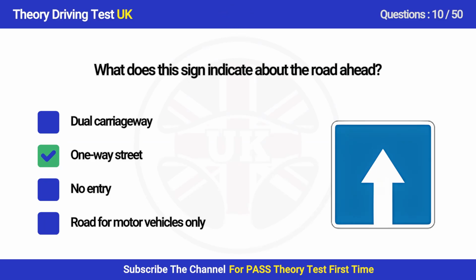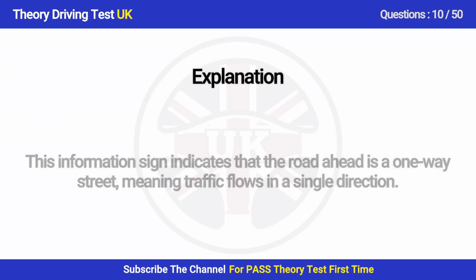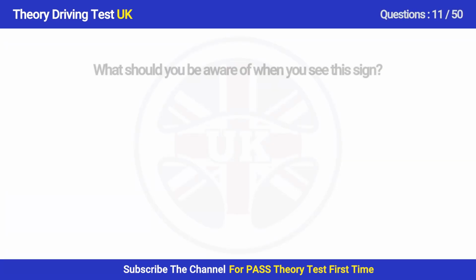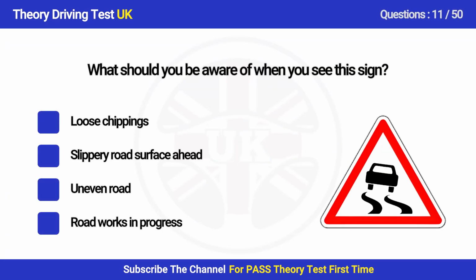Answer is B. One-way street. This information sign indicates that the road ahead is a one-way street, meaning traffic flows in a single direction. Question 11. What should you be aware of when you see this sign?